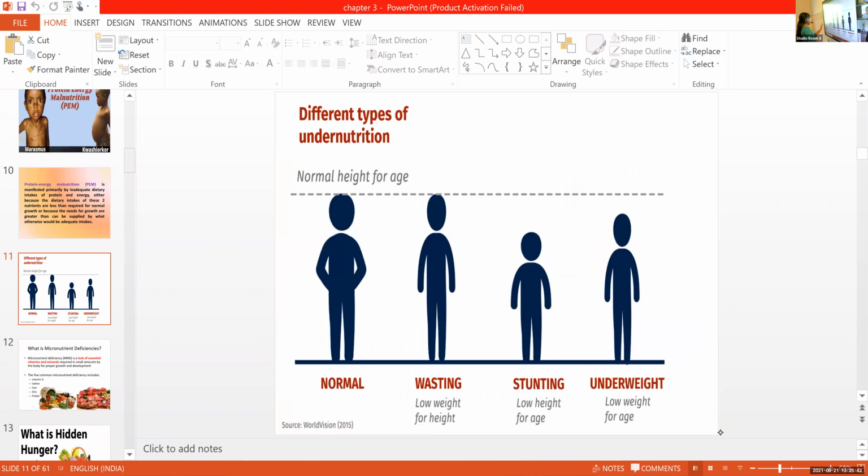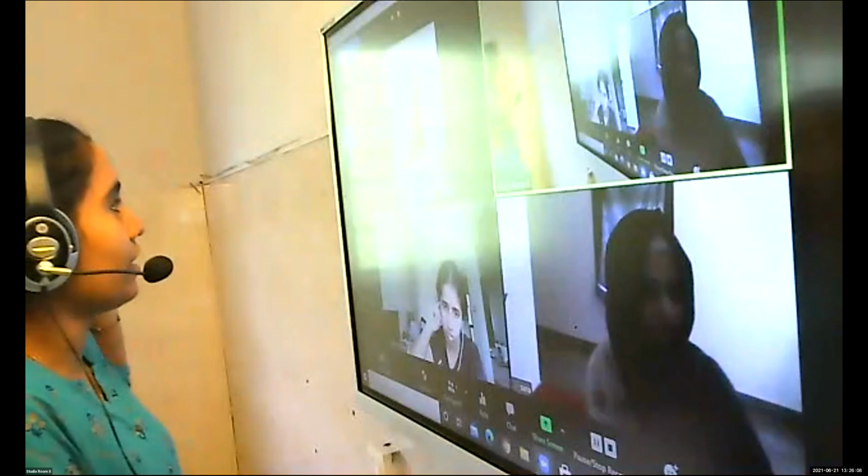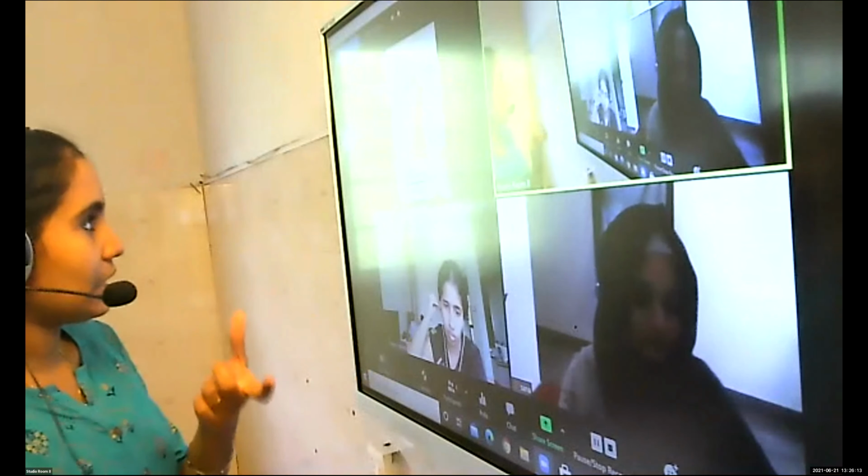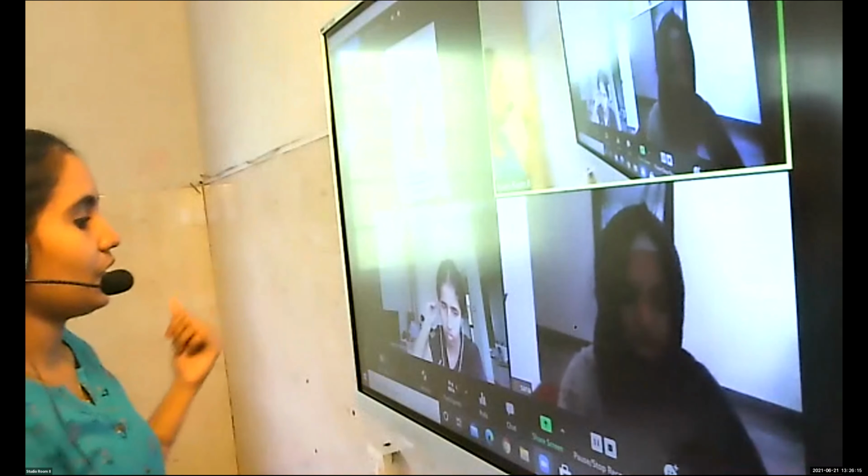Yes, it's another confusing part, right? Stunting, wasting and underweight. Why do we use these terms? We need anthropometric measurements like height, weight, chest circumference and head circumference to identify whether the person has protein energy malnutrition. So we need to be aware of these terms: what is stunting, what is wasting and what is underweight.